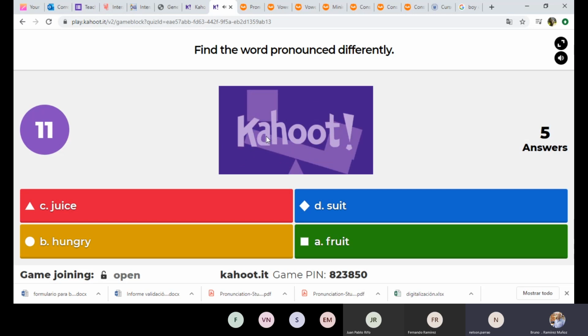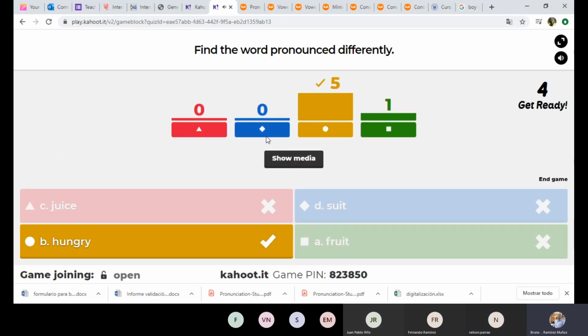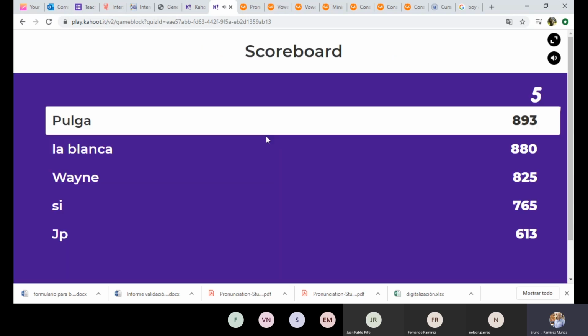Please touch the circle. Give me a color. Yellow. Okay. Good. Good. Give me the color, right?